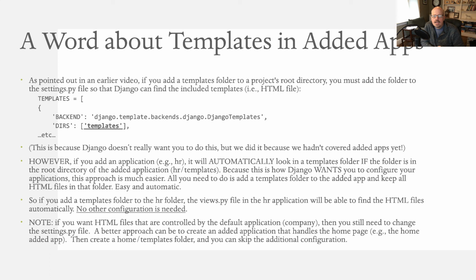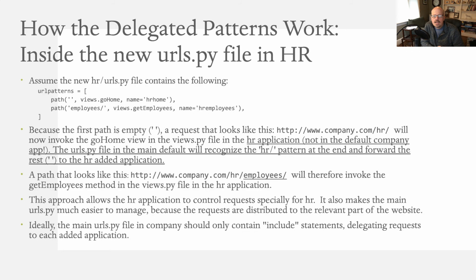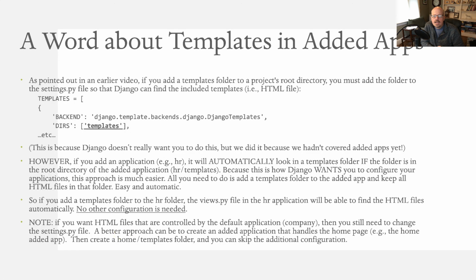No other configuration is needed. Now, coupled with what I said earlier about the main URLs file, the main URLs file in company should only contain the include statements. Similarly, if you really want HTML files to be handled by the default application like we did, you still got to go through this annoying configuration in the settings file. A better approach, honestly, is to create an added application called, let's say, home, and then in that added application, add a templates folder, and it will automatically be able to find that particular pattern. So that's what I recommend, but at the same time, I'm not going to require it.